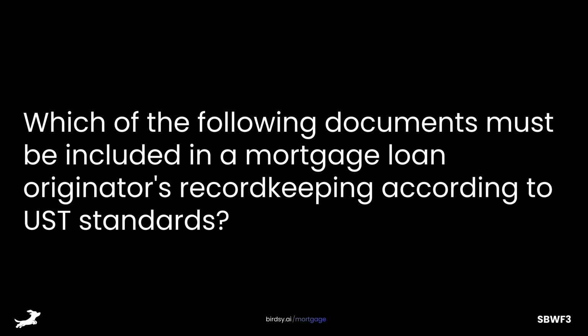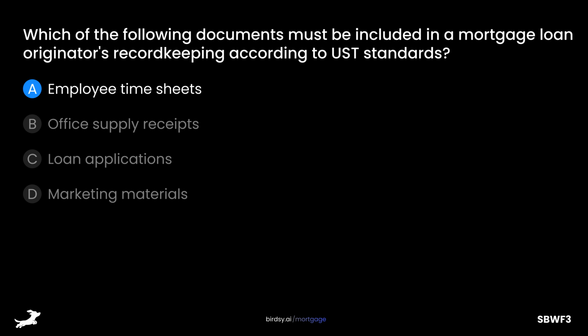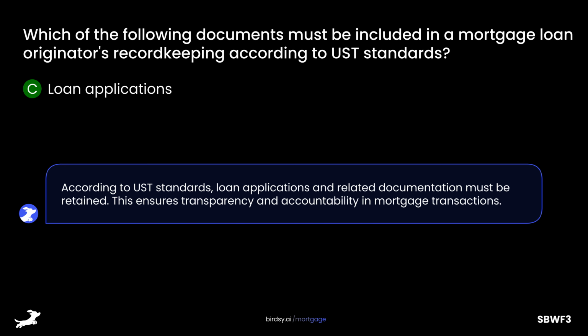Which of the following documents must be included in a mortgage loan originator's record keeping according to UST standards? Is it A, employee timesheets, B, office supply receipts, C, loan applications, or D, marketing materials? The answer is C, loan applications. According to UST standards, loan applications and related documentation must be retained. This ensures transparency and accountability in mortgage transactions.